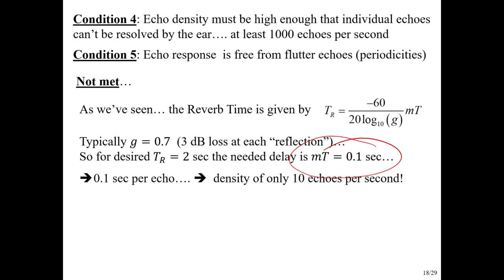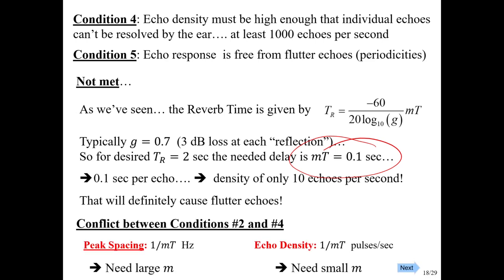And it's not going to change. It's not going to keep growing. So that's it. And so very low echo density, and they're going to flutter. So not good. And again, just pointing out this conflict between conditions number 2 and number 4. We want those spikes on the group delay to be closely spaced, but we also want the echoes to be closely spaced. But the spacing for both of them is reciprocal to each other.